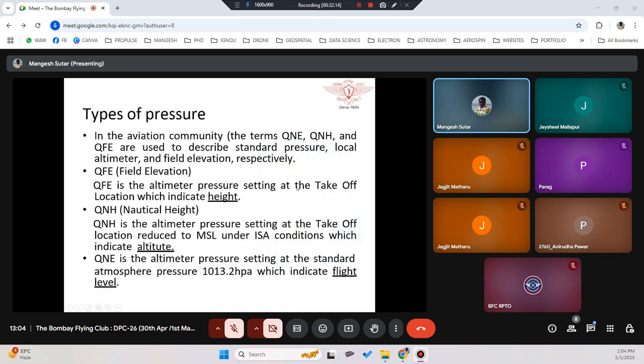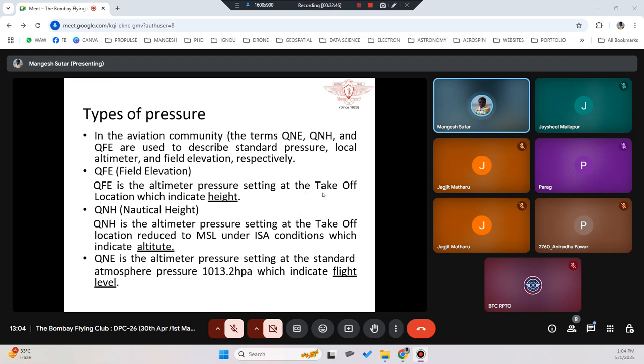Okay, so if you see QFE, yesterday we have seen the diagram. I have shared the picture in the group also, right? I showed you at the start of the session also, where you have to measure QNE, where you have to measure QNH, where you have to measure QFE. So QFE is nothing but field elevation. FE is field elevation, which is near the airport or the aerodrome or on the ground. So QFE is the altimeter pressure setting at the takeoff location, which indicates 0.